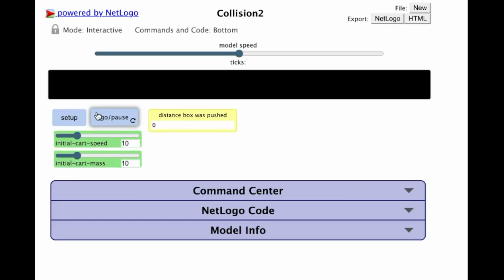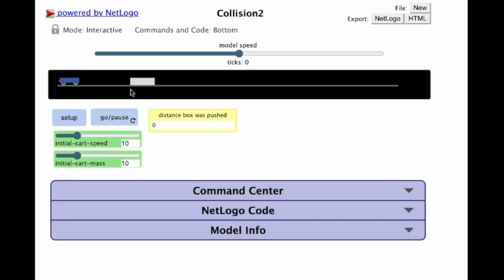So you can see that you're going to click setup and the cart and the box will appear on the track. When I hit go, the cart moves and it pushes the box. So it's the same thing we're watching in the videos, but now it's a computational model because we have numbers we can use. So distance the box was pushed. Here's our initial speed. Here's our initial mass. So I'm going to actually increase and double the speed. I'm going to hit setup again and it's going to go. So we can use these numbers. These are the numbers they're going to put in their data table.